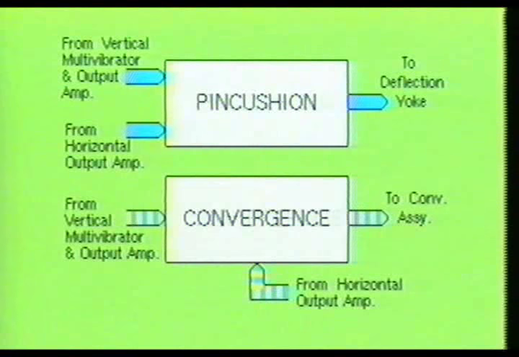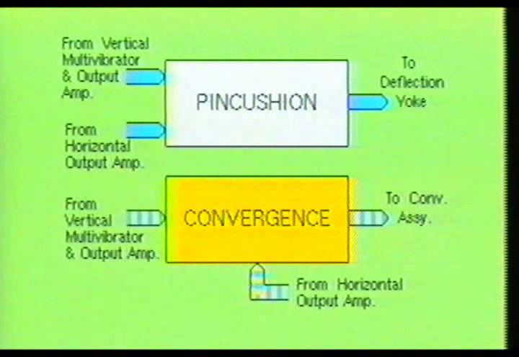The convergence circuit is used to assure that the three electron beams being produced by the three color guns in the neck of the picture tube are properly aligned so that all three beams strike the exact same place over the entire face of the tube. There are normally 12 adjustments located on the convergence board.